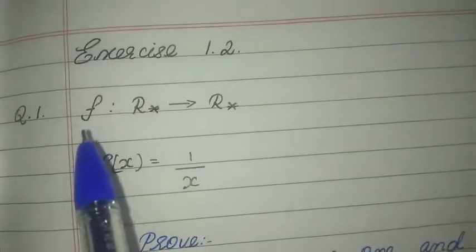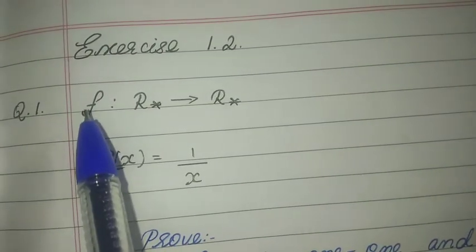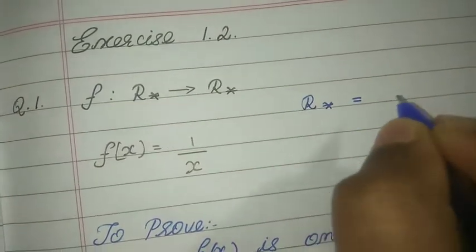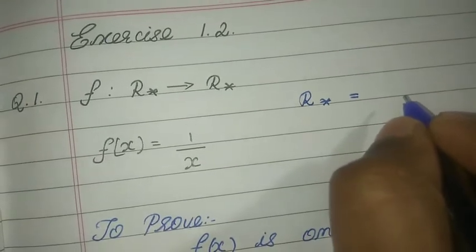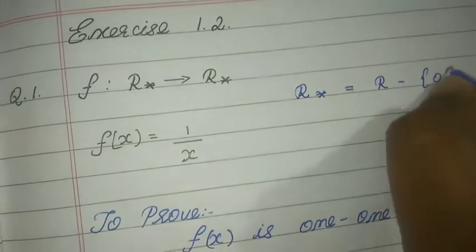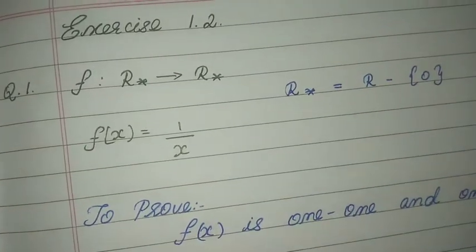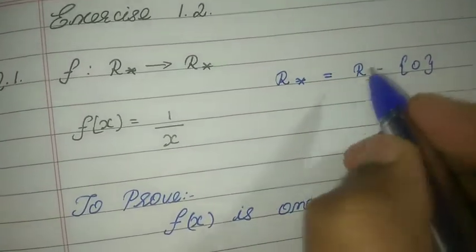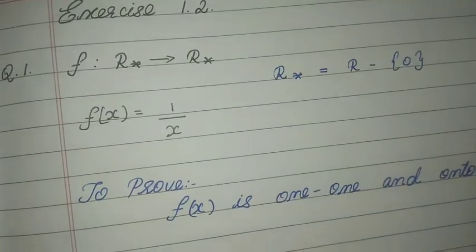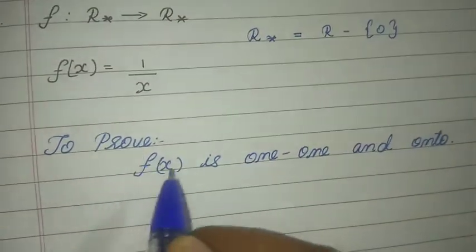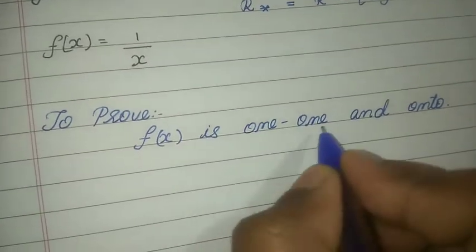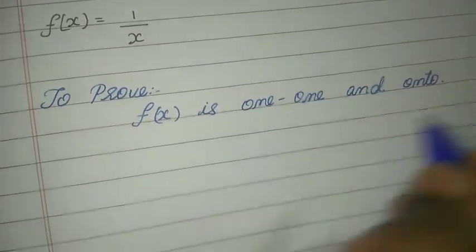I have written what all is given. Given here is the function from R star to R star. R star here represents the set of all non-zero real numbers, real numbers minus 0. Non-zero means except 0, so I have taken it like this, R minus 0. Then we have to prove that f of x is 1 to 1 and onto. 1 to 1 means injective, onto means surjective.